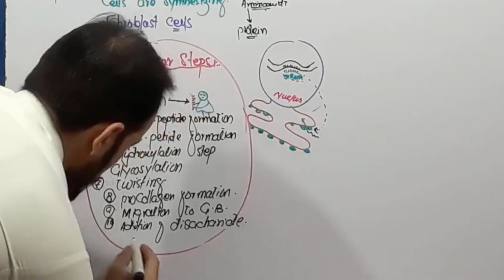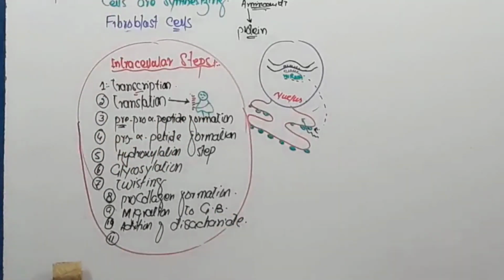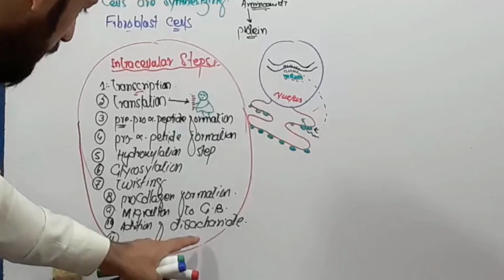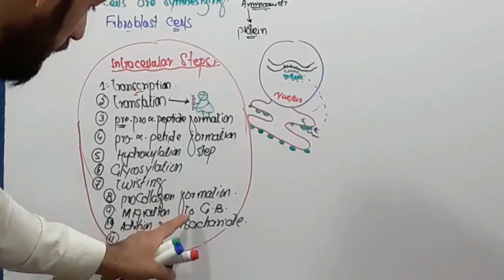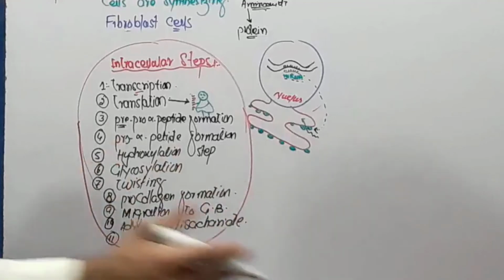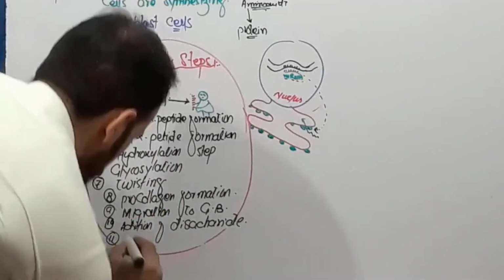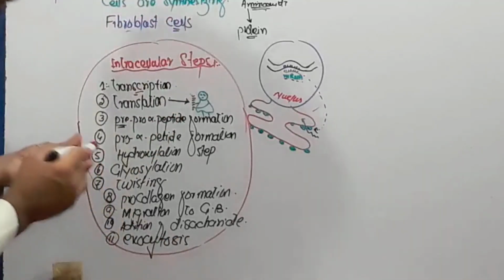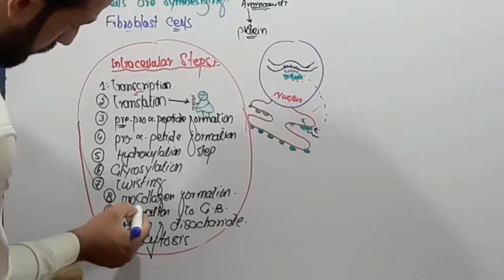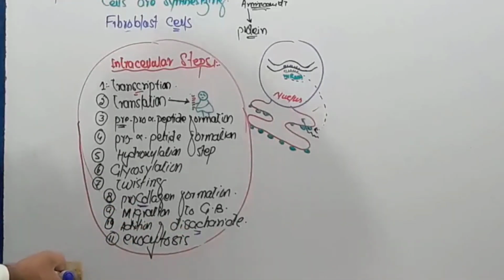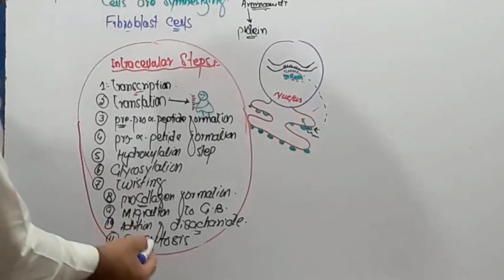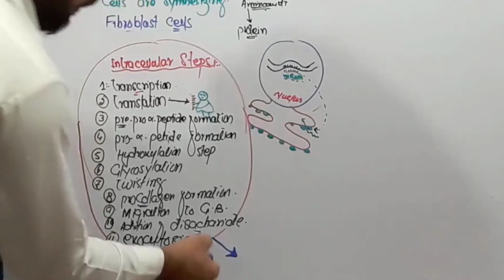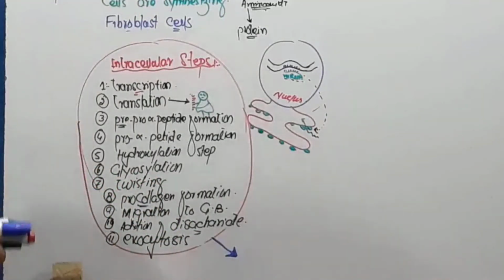And what is the 11th step? What will happen from the Golgi body? This glycosylated procollagen will be expelled out of the cell. So there is exocytosis. And exocytosis means that this procollagen, which contains all these disaccharides, which is twisted already, will come out of the cell, and the steps which occur outside the cell will start happening.